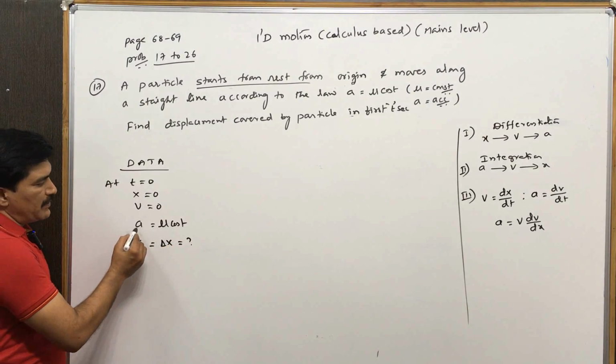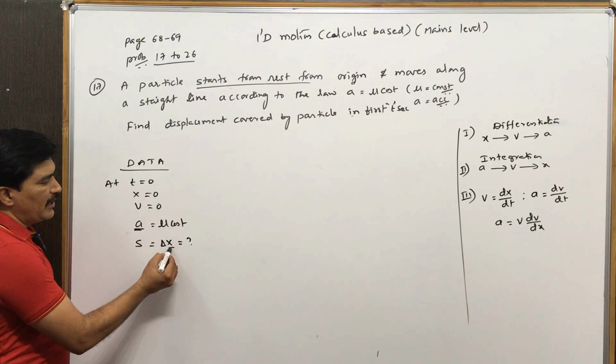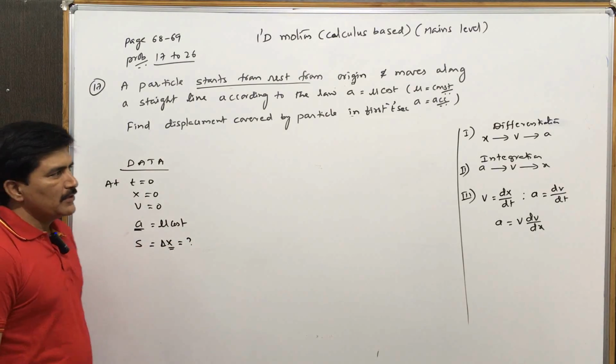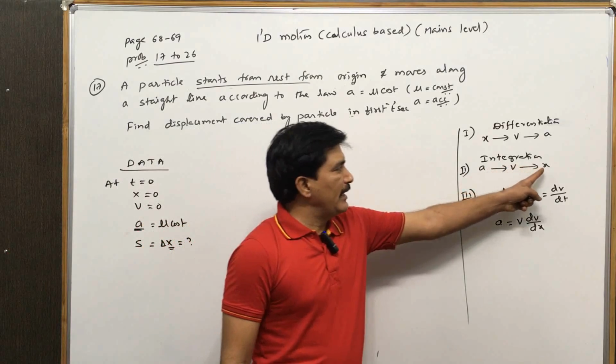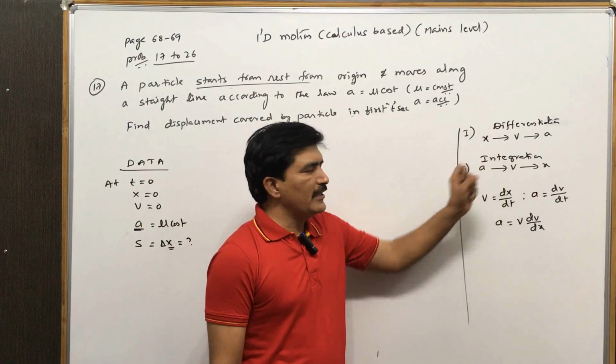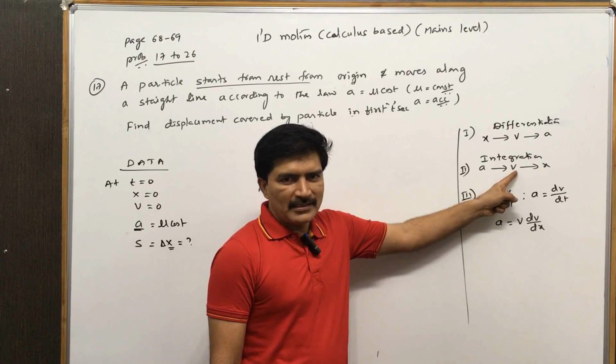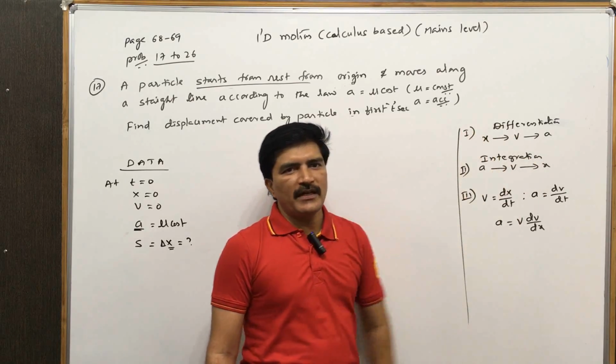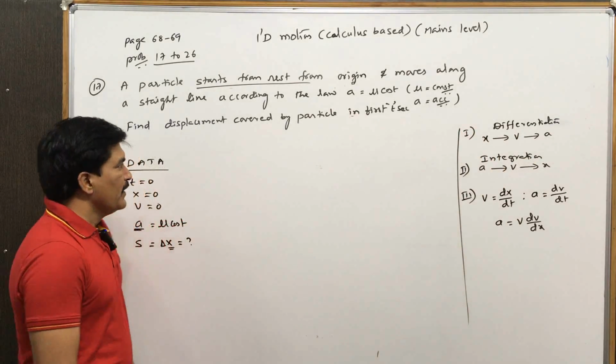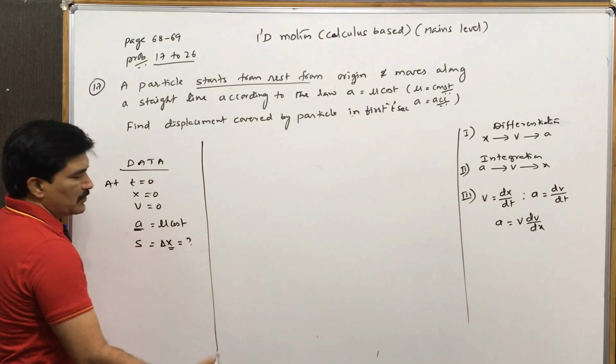So, if you observe, acceleration is given, and indirectly he is talking about x. From acceleration to x, how to proceed? You have to do integration, and it clearly shows that first you need to find out velocity, then it is easier to find out position. So, first thing I need to find out velocity.